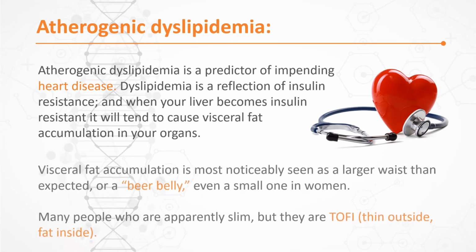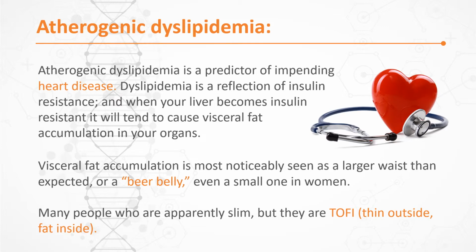Atherogenic dyslipidemia is a predictor of impending heart disease. Dyslipidemia is a reflection of insulin resistance. And when your liver becomes insulin resistant, it causes visceral fat accumulation in your organs. Visceral fat accumulation is typically seen as a larger than expected waist, a beer belly. Even a small one in women is significant.